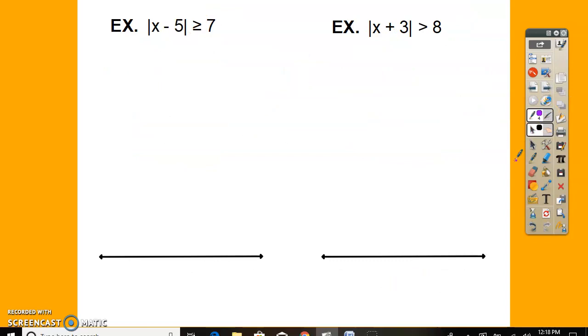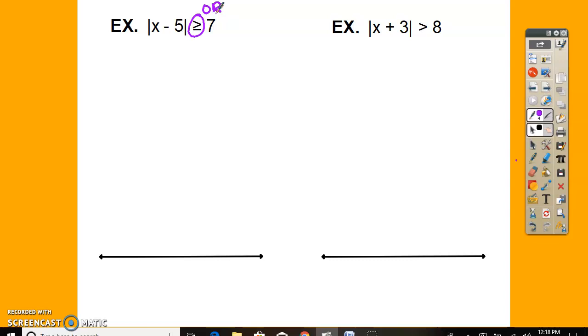Next example, if you notice, these are both greater than symbols. So instead of saying "and," we say "or." So both of these have an or in between your two answers, which means your answers, when you graph them, should be going opposite directions.